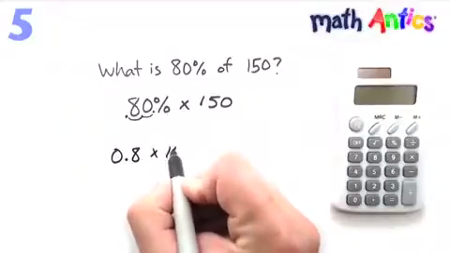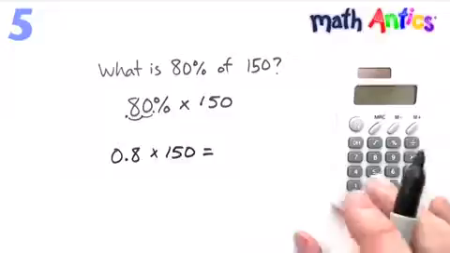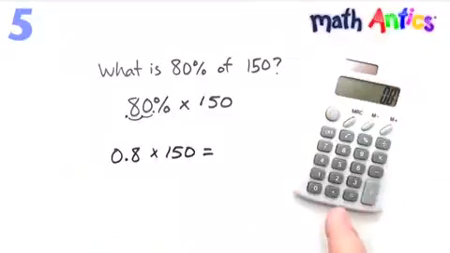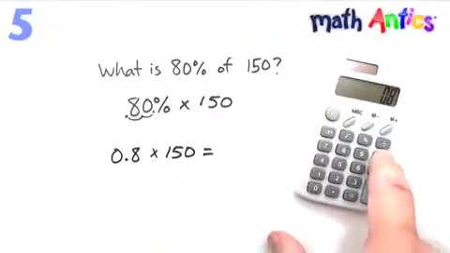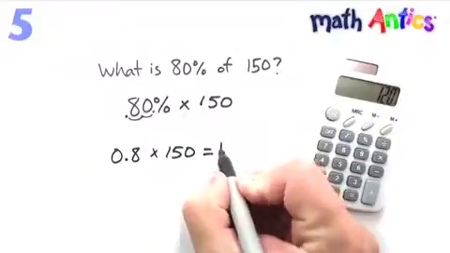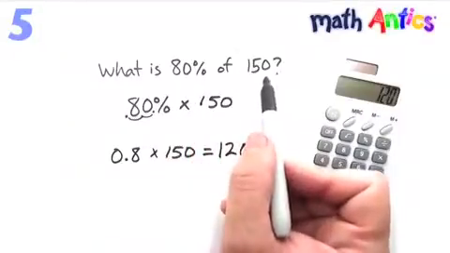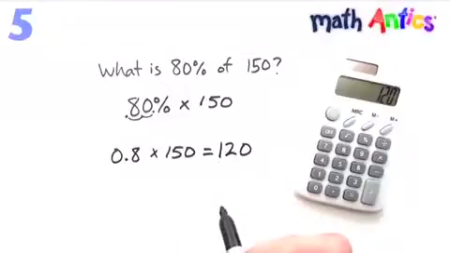0.8 times 150 equals, and now is where the calculator comes in. So 0.8 times 150 equals 120. Put that in as our answer. So 80% of 150 is 120.